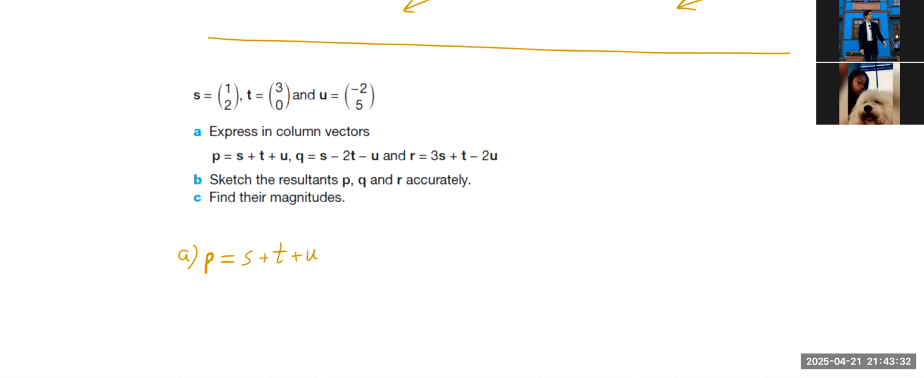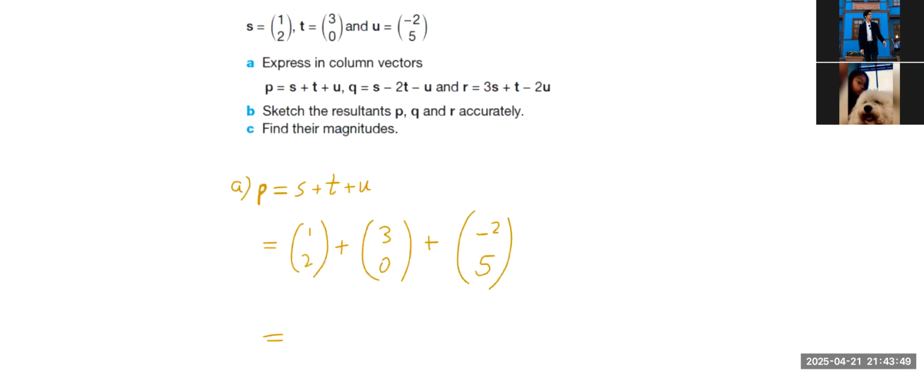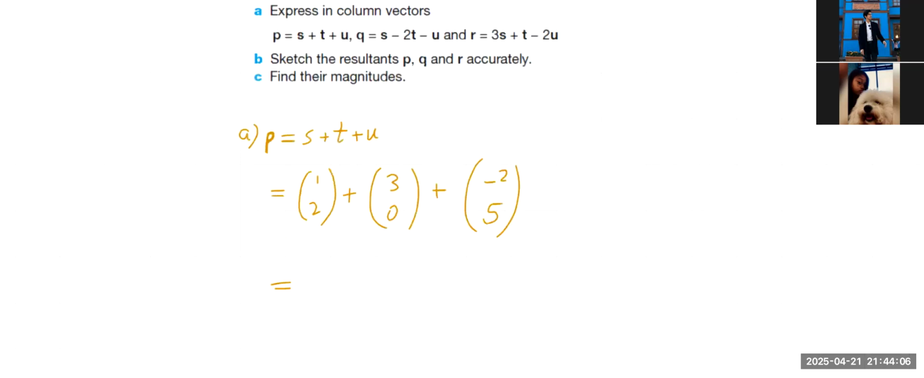You add 1, 2, and 3. Exactly. Then you add the total of all the horizontal ones. 1 plus 3 minus 2 is 2. And what is the vertical component? 7. Exactly. So this is your new vector.